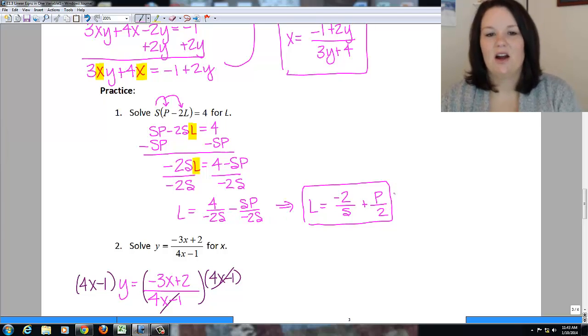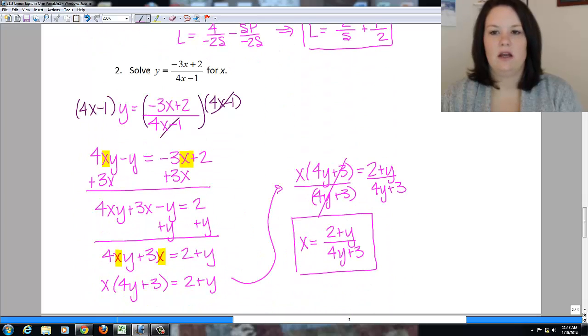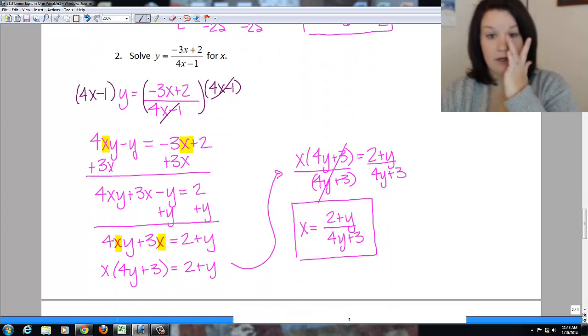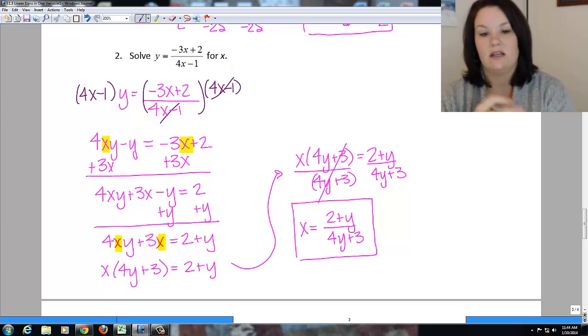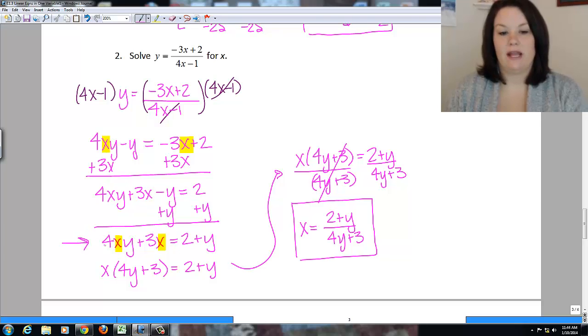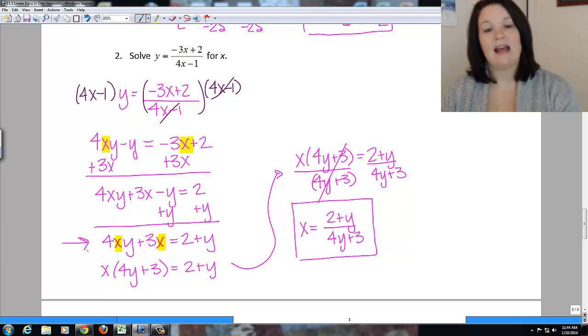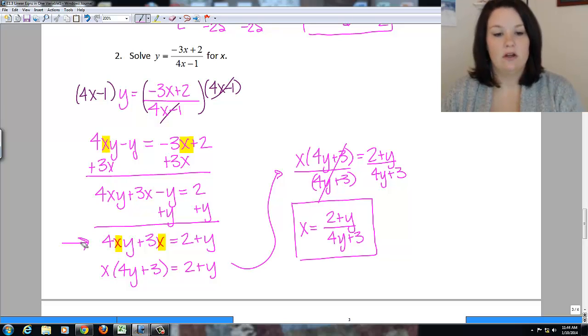All right, on the second one, I started off by clearing fractions. So we need to multiply both sides by 4x minus 1. When I do that, it cancels on the right. On the left, I go ahead and distribute it out. Now, once I get it all distributed out, notice my x's are not on the same side of the equal sign. So I need to get all my x terms on one side, everything that doesn't have an x in it to the other side. So once I get down here where I have all my x's on the same side, then I factor out the x to get it by itself. Once it's factored out, all I have to do is divide off that leftover quantity.